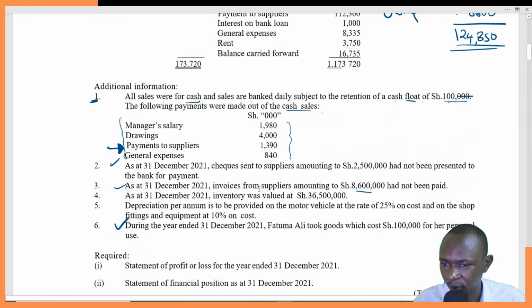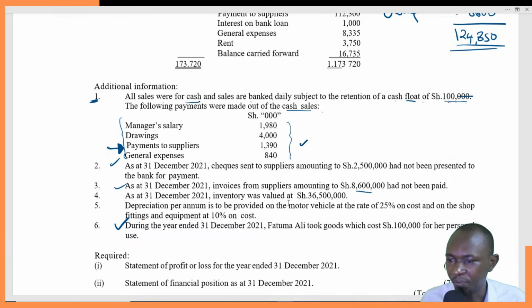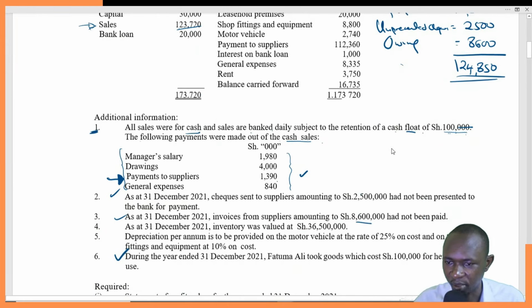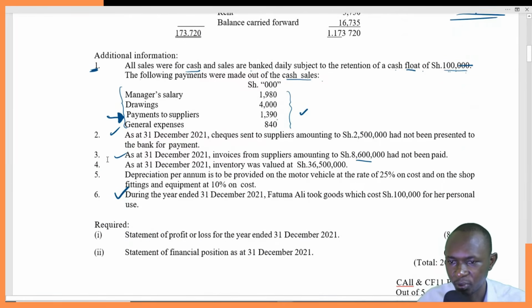That was very important. So we had left this one out, payment to suppliers. This was cash. We paid them by cash, we paid them by check, and then this and this. That's how it's supposed to be. This is the workings for purchases. Thank you for that. Let's proceed.